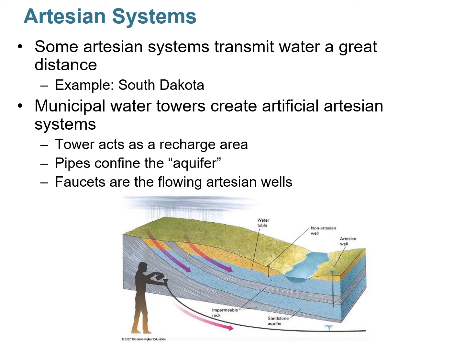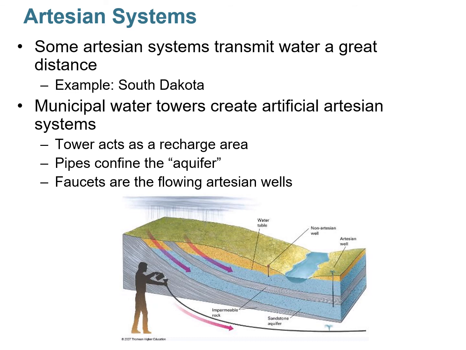One of the natural examples of an artesian system is in South Dakota. I think I have an image in the next slide where I'll show you that. But water can move considerable distances. And then if you build in a certain area in South Dakota, you can have flowing artesian systems.